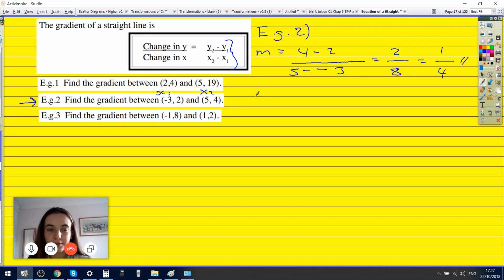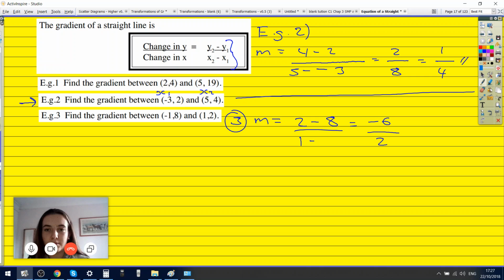And how about example 3? Then minus 6 on the top. And then plus 2. So then minus 3. Overall, minus 3. Any questions about that? Nope. Okay.